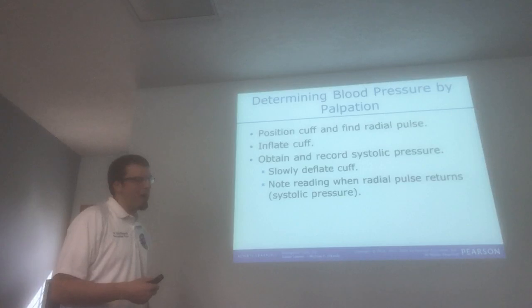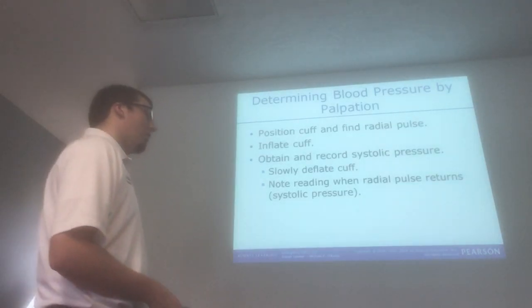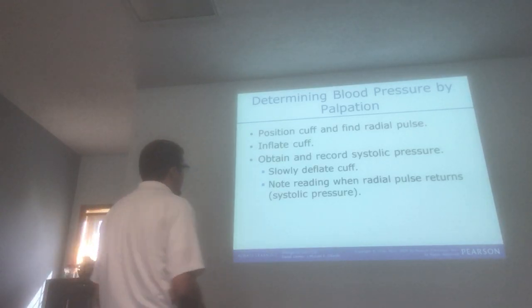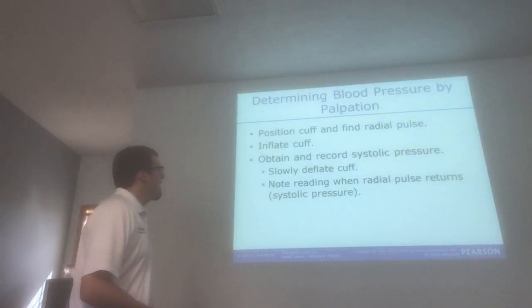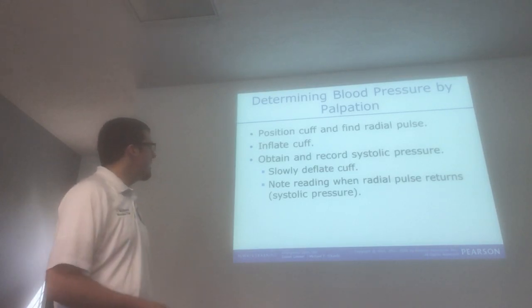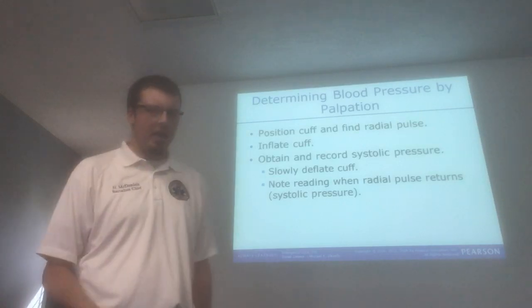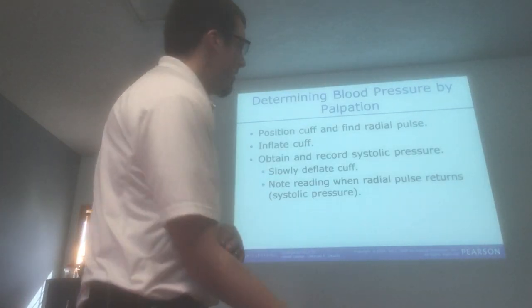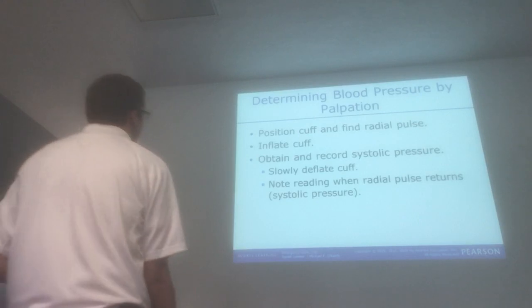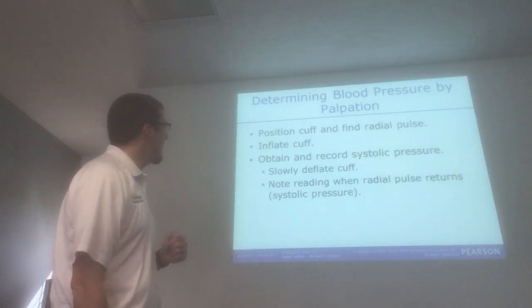So you can also do it by palpation. So let's say you don't have a stethoscope on you and you just have your fingers and your blood pressure cuff, okay? You're going to inflate the cuff and obtain and record a systolic pressure. We're going to slowly deflate the cuff and note the reading when the radial pulse returns, okay? So we're going to have our finger there. We're going to note when we feel that pulse come back, okay?